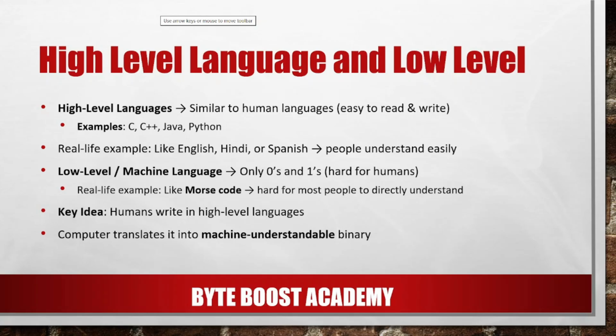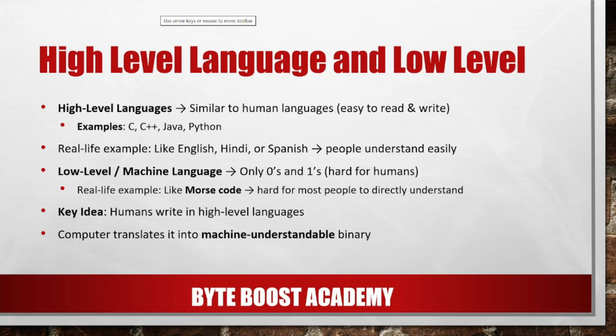High level languages are human-understandable languages that are easy to read and easy to write. Examples are C, C++, Java, and Python, which are the most common ones. Considering real life examples, there are languages like English, Bengali, Hindi, Spanish, and others. You use these languages so that they can be understood by other people easily.